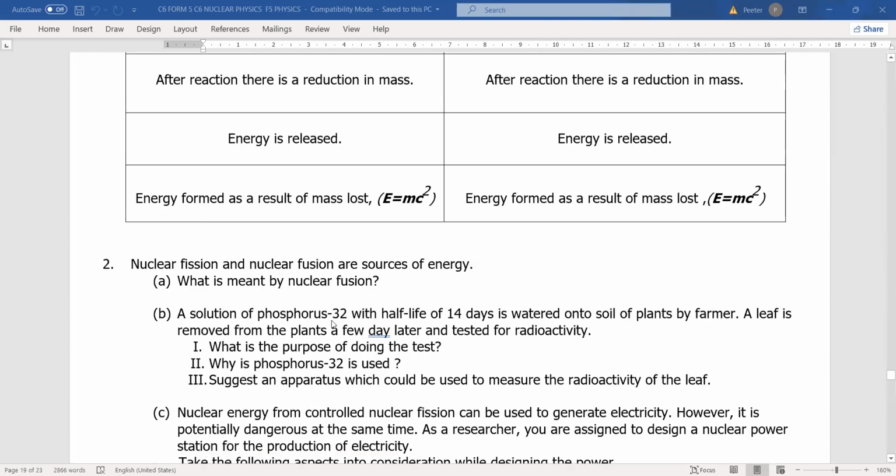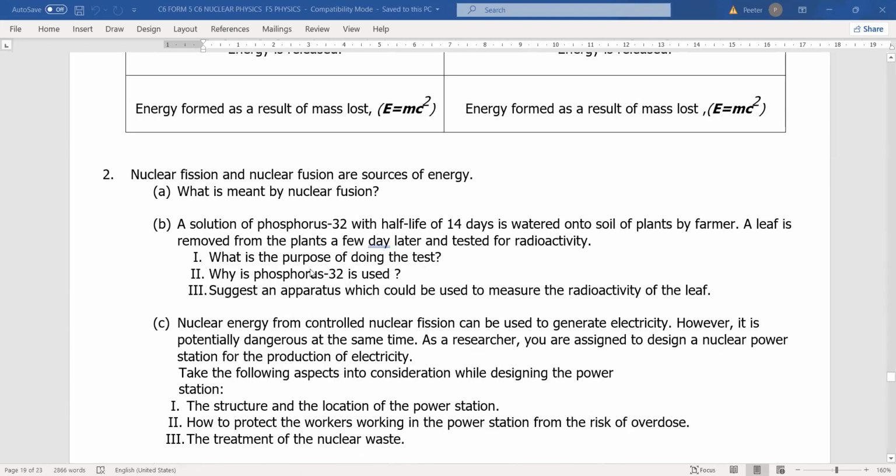A solution of phosphorus-32 with a half-life of 14 days is watered onto soil plants by a farmer. The leaf is removed from the plant a few days later and tested for radioactivity. What is the purpose of doing the test? To identify the effectiveness of the fertilizer.